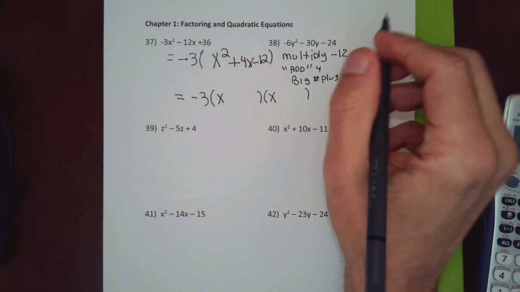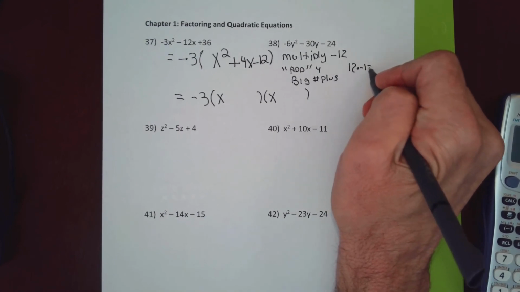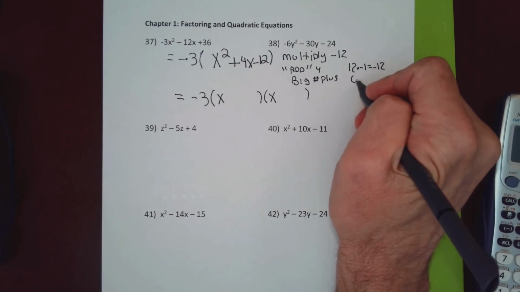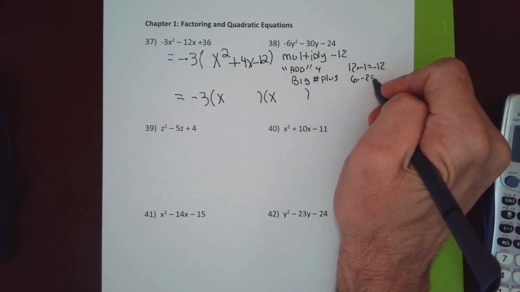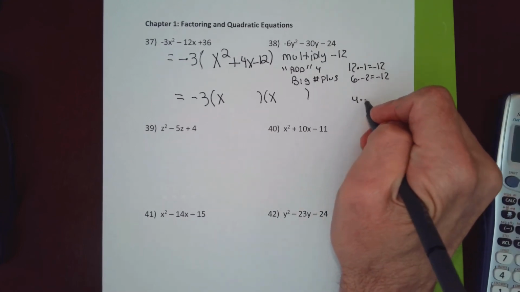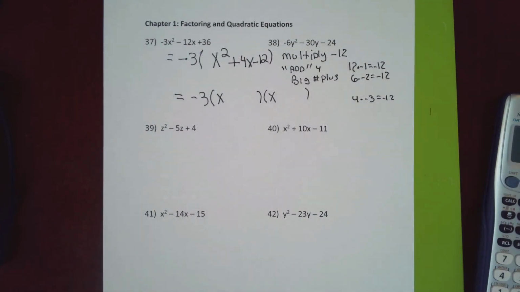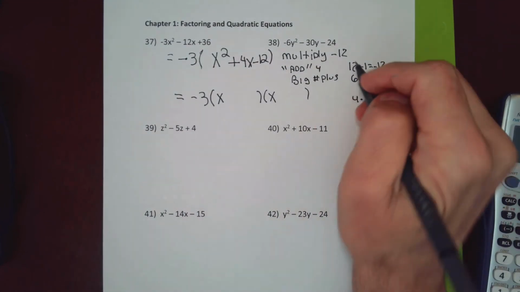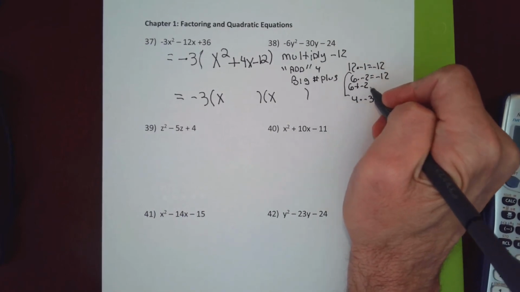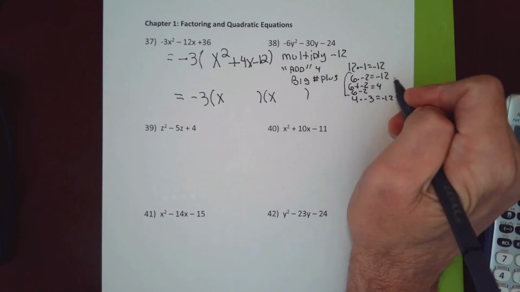If I look at the numbers that I can choose from, 12 times -1 multiplies to -12, big number plus, small number minus. 6 times -2 multiplies out to -12, big number plus, small number minus. And 4 times -3 multiplies to -12, big number plus, small number minus. I need the pair that gives me the 4, and that's this pair, because 6 plus -2, which is the same as 6 minus 2, gives me the 4 that I need.